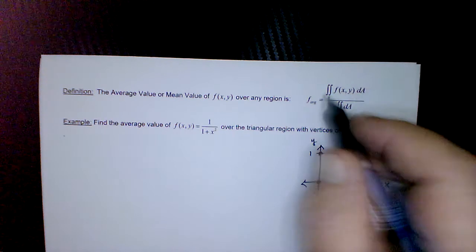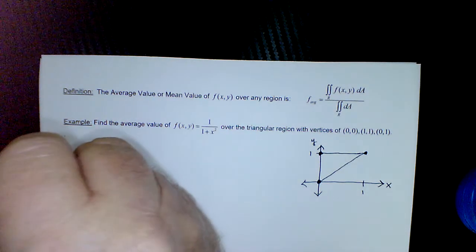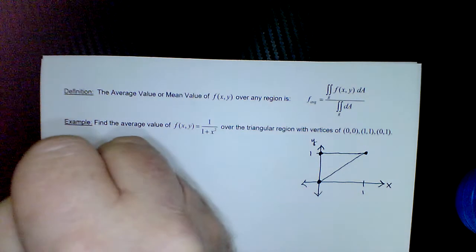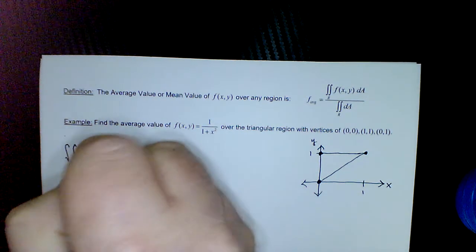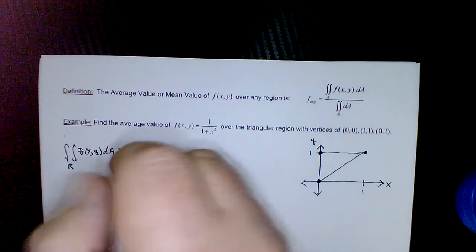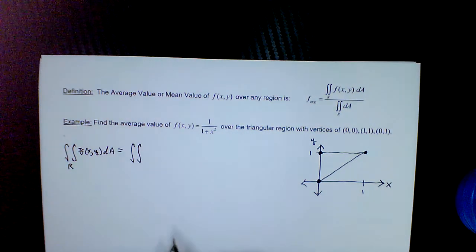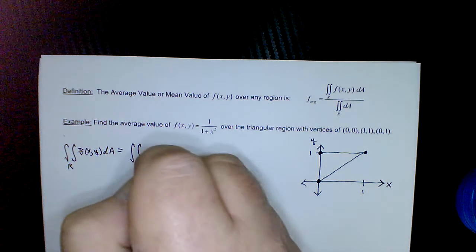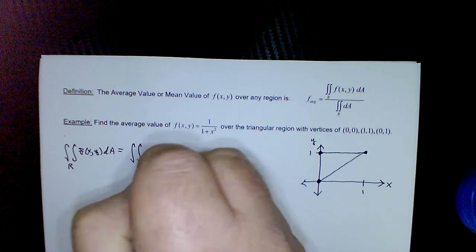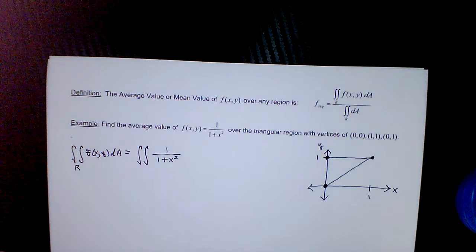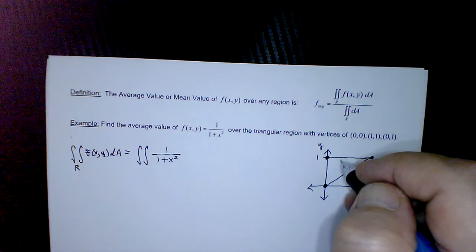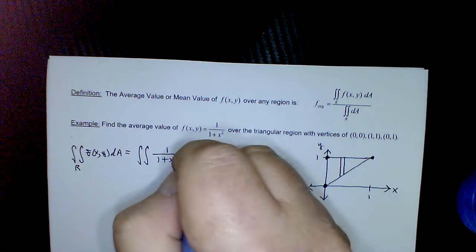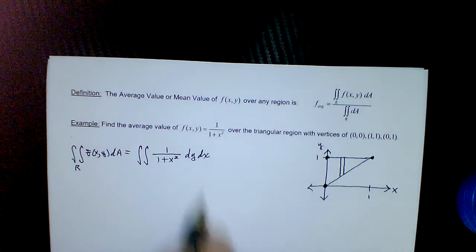And so the average value, let's do the top. Remember, it's easiest to do these in parts. Let's do the top part first. So the integral of the function over the region with respect to the area will be the double integral of 1 over 1 plus x squared. And I'm going to do this with vertical strips, so fixing x. So with respect to y first, then with respect to x. So x is the outer.